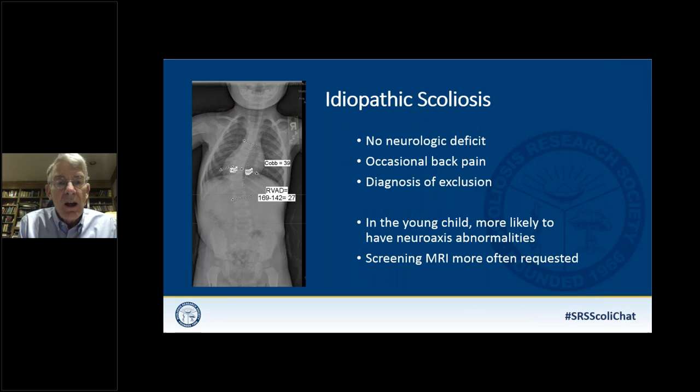Idiopathic scoliosis, there should be no neurologic deficit. They may have occasional back pain. As Dr. Vitale talked about, in the young child, they're more likely to have neuroaxis abnormalities. And the majority of children at some point, particularly if they're progressive or if they're going to be having some sort of intervention, are probably going to wind up getting a screening MRI. Next slide, please.